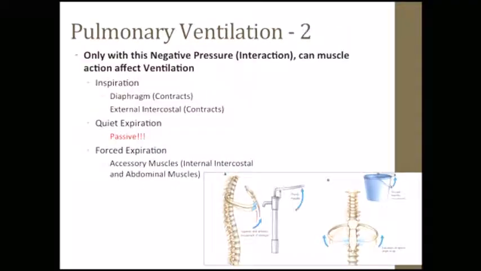Okay, so only with this negative pressure, which is maintained by all these factors here, can your muscle action actually affect ventilation. So inspiration is an active process. Your diaphragm contracts, your external intercostals also contract. And what this basically does is that it causes an increase in volume. So at the same temperature, at 37 degrees body temperature, with an increase in volume, you will have a decrease in pressure. Okay? So this decrease in pressure is reflected in a decreased intrapleural pressure, and this then reflects to a decreased alveolar pressure, which then pulls in air from the atmosphere into your lungs.